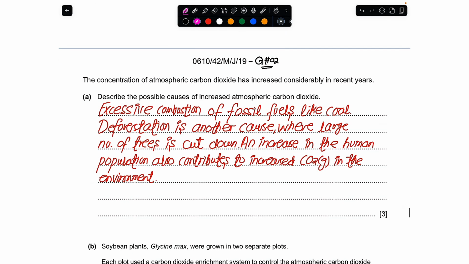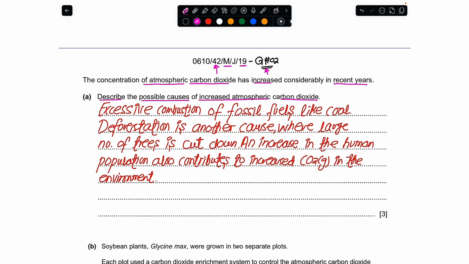Moving onward to the next question, and that is again from the external factors that limit the rate of photosynthesis, and this appeared in May-June of 2019. The variant for your theory paper was 4.2, and it was question number 2. What the examiner is telling us is that in recent years, the concentration of atmospheric carbon dioxide gas has increased. And for 3 marks, they want us to describe what the possible causes of increased atmospheric carbon dioxide were.